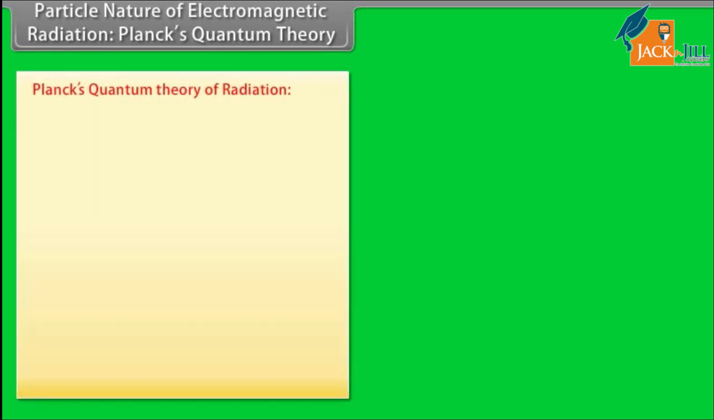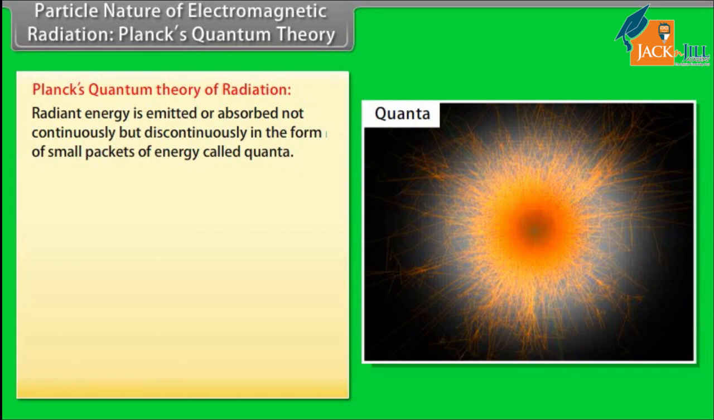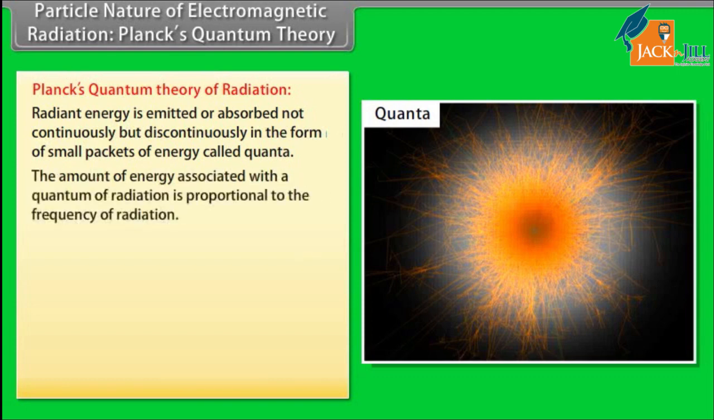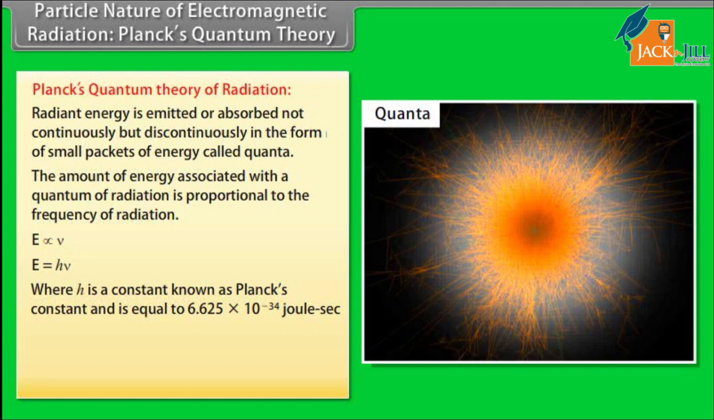Particle nature of electromagnetic radiation. Planck's quantum theory of radiation: radiant energy is emitted or absorbed not continuously but discontinuously in the form of small packets of energy called quanta. The amount of energy associated with a quantum of radiation is proportional to the frequency of radiation, E = h nu, where h is a constant known as Planck's constant and is equal to 6.625 × 10^-34 joule second.